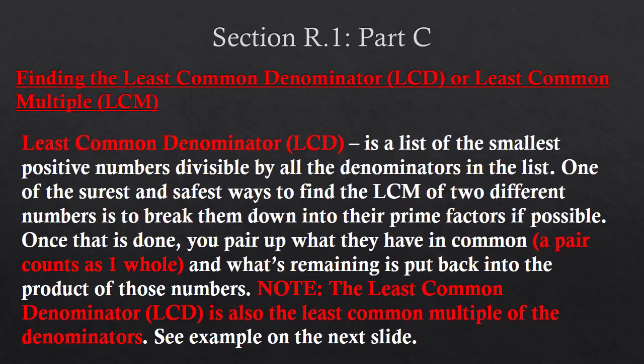One of the surest and safest ways to find the LCM for two different numbers is to break them down into their prime factors, if possible. Once that is done, you pair up what they have in common. A pair counts as one whole, and what's remaining is put back into the product of those numbers. Note, the least common denominator is also the least common multiple of the denominators. See the examples on the next slide.